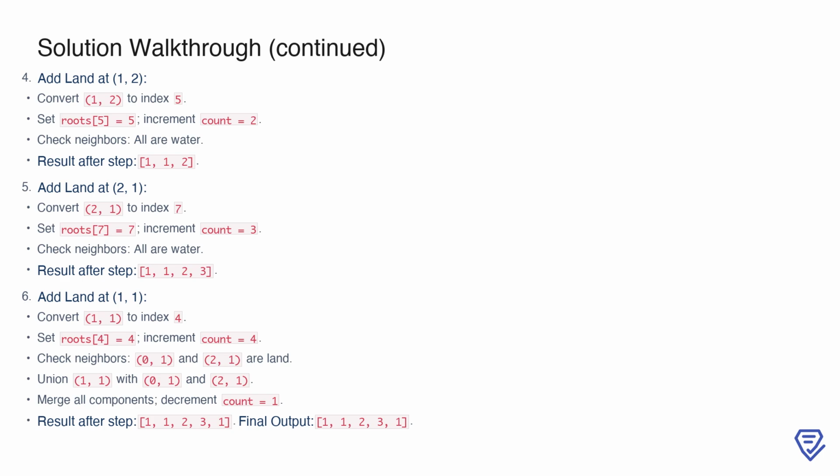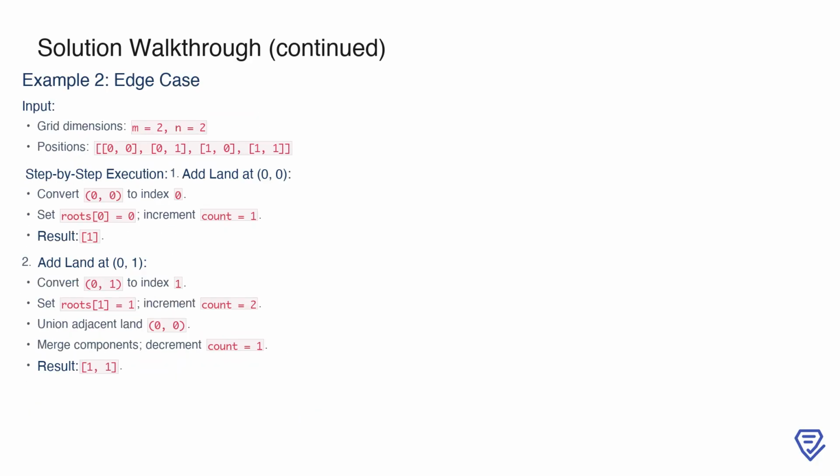Finally, adding land at position 1,1 maps to index 4. We mark it as land by setting roots[4] equals 4 and increment the count to 4. However, positions 0,1 and 2,1 are already land, so we union these components. After merging all connected components, the island count reduces to 1. The final result for this sequence of operations is 1, 1, 2, 3, 1.